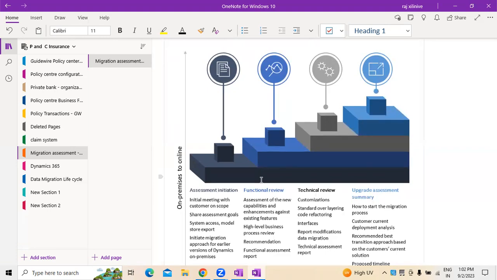Along with customization, we need an understanding of code refactoring, like the layers relating to code refactoring and interfaces. At the same time, report modifications and technical assessments all come under the technical review.